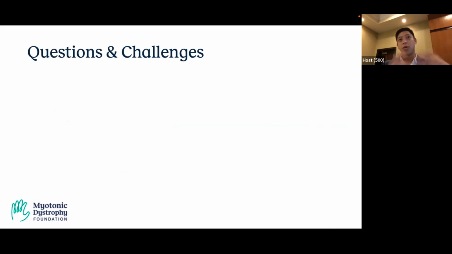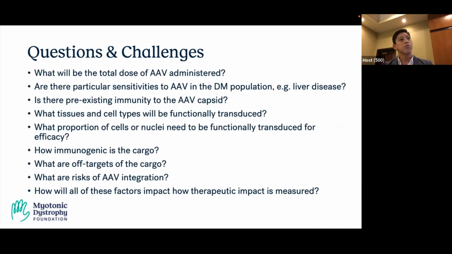But what is it going to do once it goes into cells, right? So I'm listing here a number of questions and challenges, and I'll go through each of these briefly, just to highlight not necessarily obstacles that are going to prevent this being usable in the myotonic dystrophy context, but things that we need to think about, optimize, and develop in order for us to effectively use this for this disease.